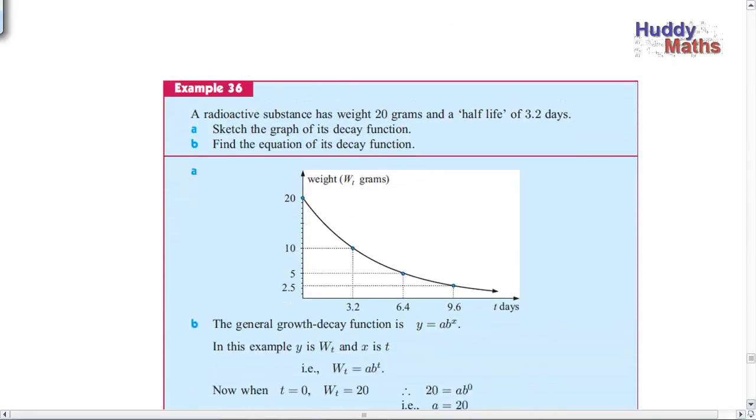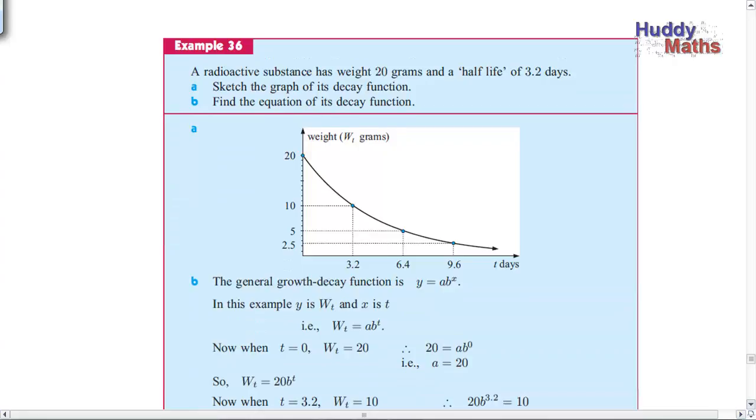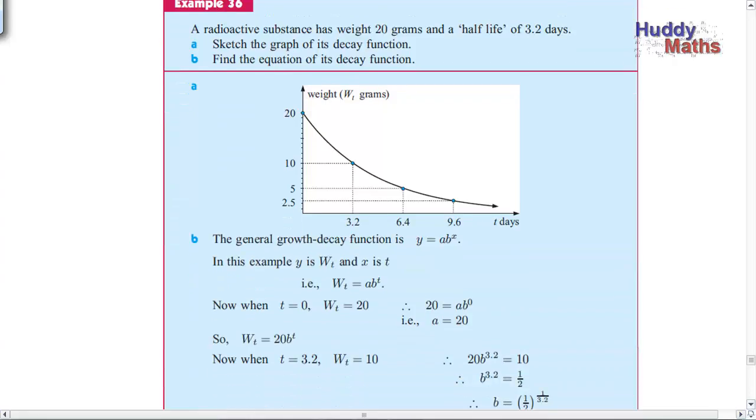And here's the last little example here from Hayes and Harris. A radioactive substance, 20 grams and a half-life of 3.2 days, very active here. Sketch the graph, find the equation. Okay, so sketching the graph, you can start at 20 and do it by steps. At 3.2 days, come down to 10, at 6.4, another 3.2 days, 5.